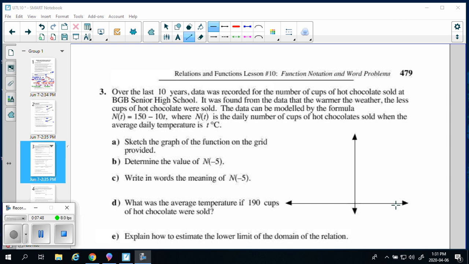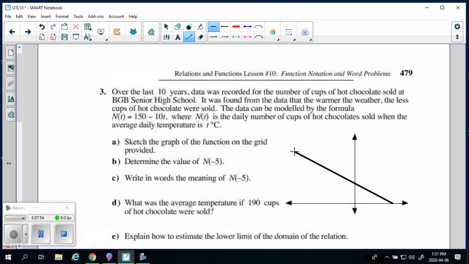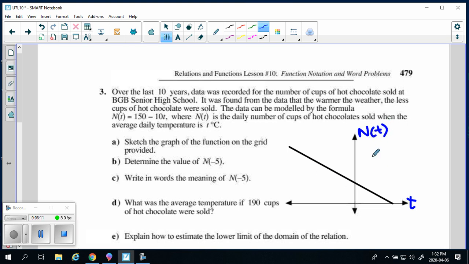Question 3 is really interesting because the graph actually makes sense in the negative realm. So we're going to extend this graph this way. And the reason it makes sense in the negative realm is because in the t-axis, t does not stand for time. In this case, t stands for temperature. And you can actually have negative temperatures, which is why it goes into the negative realm. So this is the number sold as a function of temperature. And we are getting an intercept here at 150.